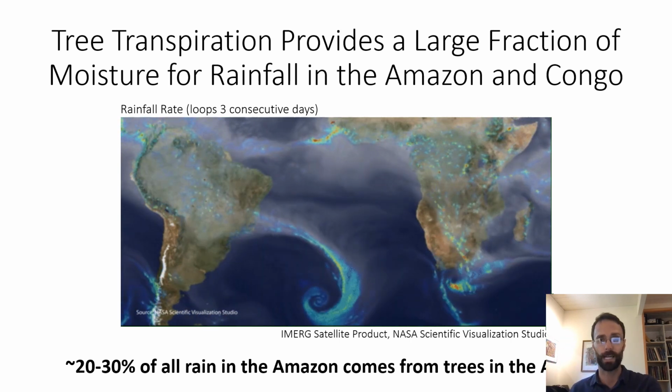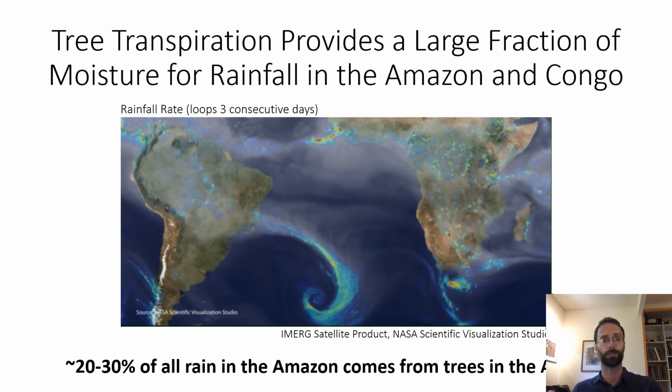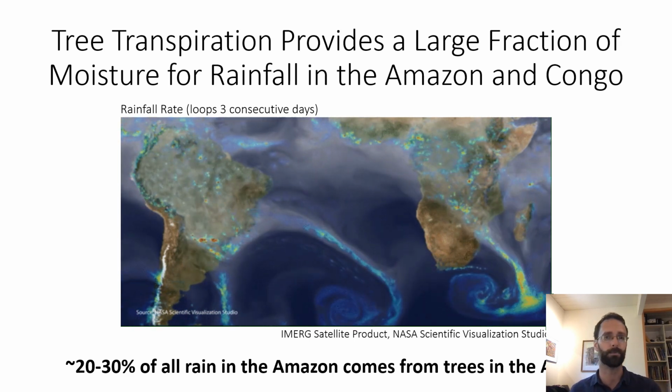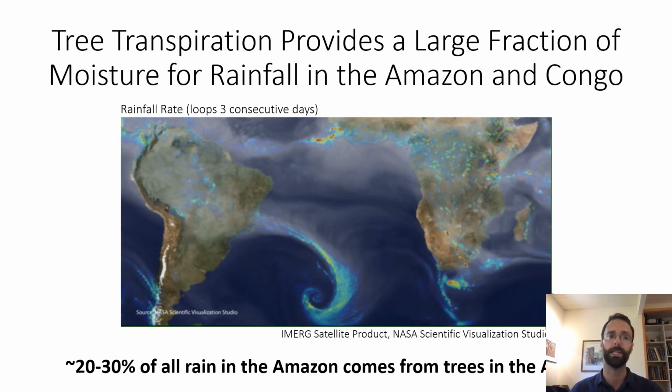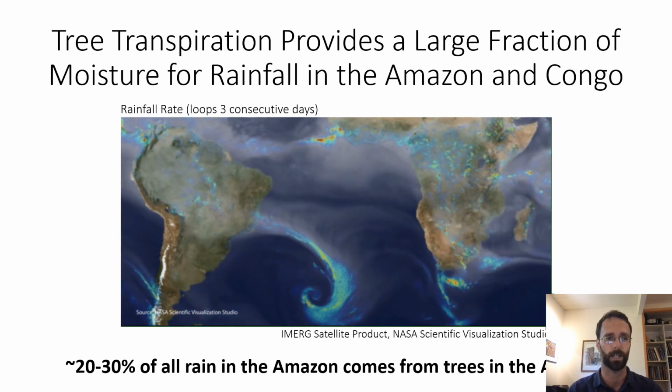The water vapor in the atmosphere then condenses and falls back down as rain, and then the trees take that water back up through their roots, and that process repeats itself each day. And so that's what that pulsing is exhibiting there.